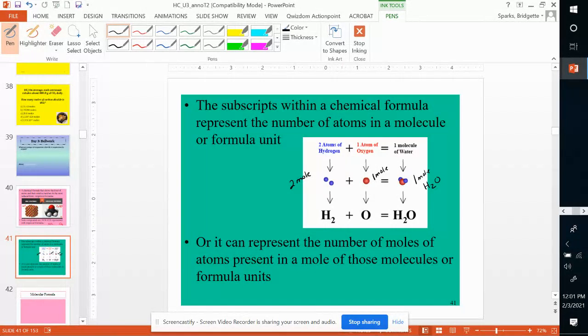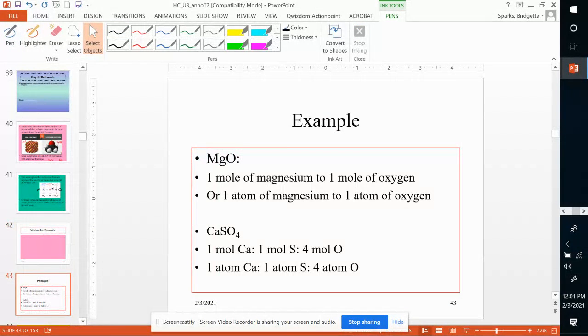So another instance of that would be here, right? If we're talking about magnesium oxide, we can say 1 atom of magnesium will react with 1 atom of oxygen, right? Or we could say a mole of magnesium reacts with a mole of oxygen, or a dozen magnesium reacts with a dozen oxygen, right? Because all of these are counting values. Those subscripts stand for those different quantities, whether it's an atom, a dozen, or a mole.